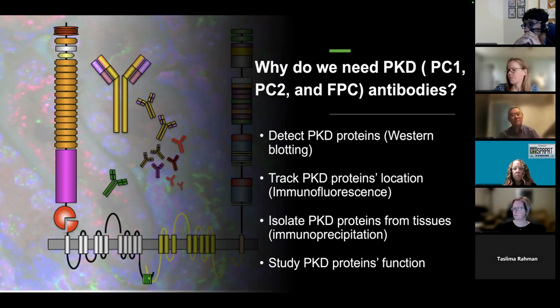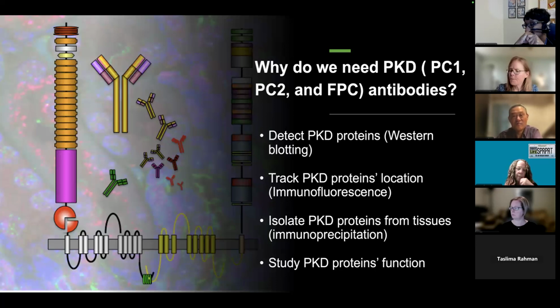Western blotting gives yes or no. But you can also ask the question, where are they? Not only yes or no, but are they at the surface of the cell, or in the middle of the cell? We can track the PKD1 protein's location using a technology called immunofluorescence. I'm going to show you one example of that as well. Thirdly, we can use this antibody to isolate PKD1 protein from tissue using a technique called immunoprecipitation. And then you can use the antibody to study PKD1 function.